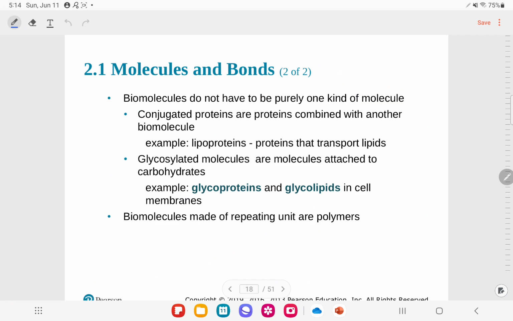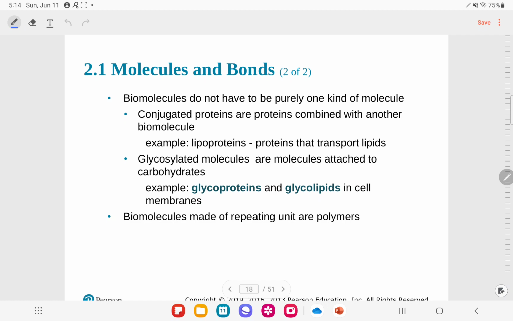Again, just a quick recap. The 4 major biomolecules, or macromolecules, are lipids, carbohydrates, proteins, and nucleic acids. Okay, so biomolecules don't have to be purely one kind of molecule though. So we have conjugated proteins. These are proteins that are combined with another biomolecule, such as lipoproteins, which are proteins that transport lipids.